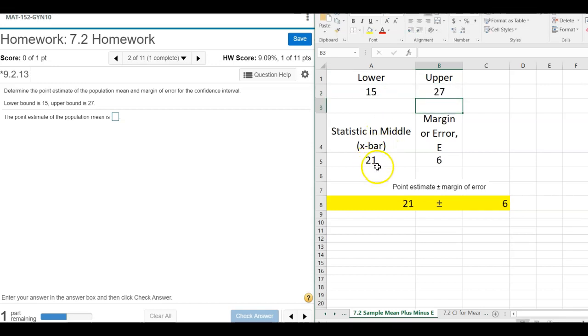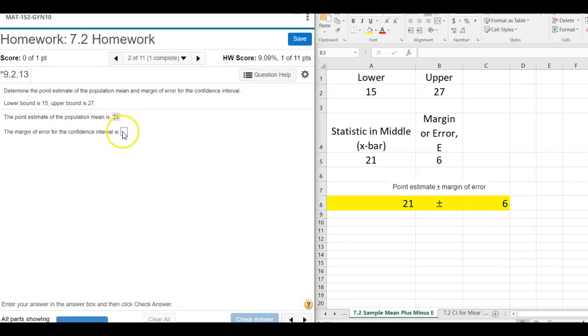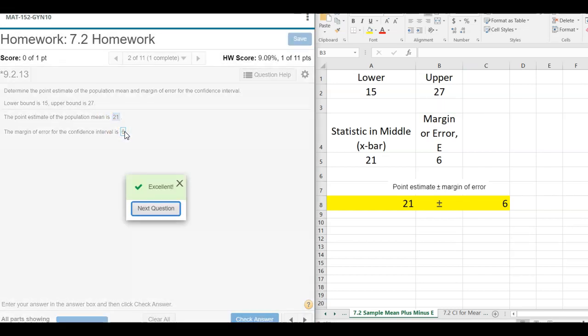So my x bar, my sample mean, is 21, the margin of error is 6. What that means is 21 is dead in the middle of these numbers. If I subtract 6, I get 15, and if I add 6, I get 27. So this number is like the average of these two, and this number is how far these are from the average. So the point estimate is 21, and then the margin of error is 6.